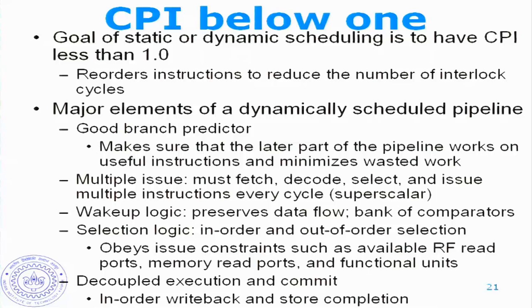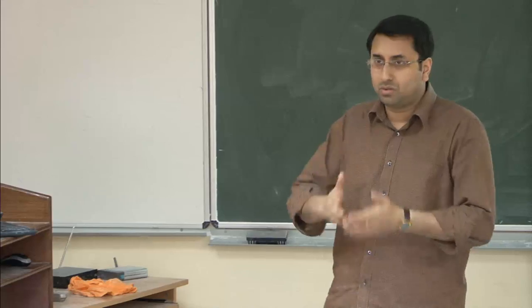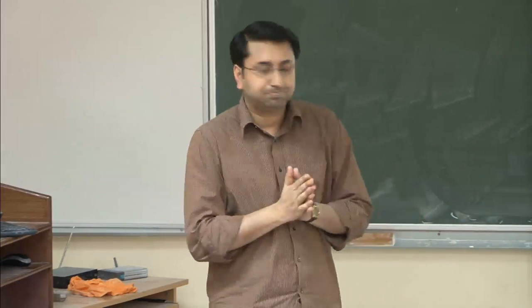Here you're saying that I can wake up an arbitrary number of instructions, but I cannot really select all of them for issue. So there also you're imposing certain limits. And here, of course, you're saying that I cannot really commit an unbounded number of instructions. That also imposes some limit. So all these taken together, along with your data flow, will give you some CPI, which is hopefully better than whatever we have discussed earlier.